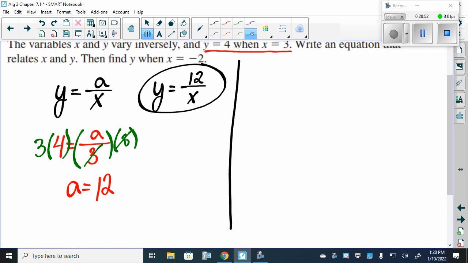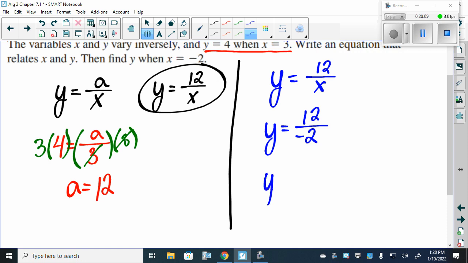Now we need to find the value of y when x is negative 2. What we can do is take the equation and plug negative 2 in for x, and simplify to find the value of y. Well, 12 divided by negative 2 is? So the value of y when x is negative 2 is negative 6. And that's it.